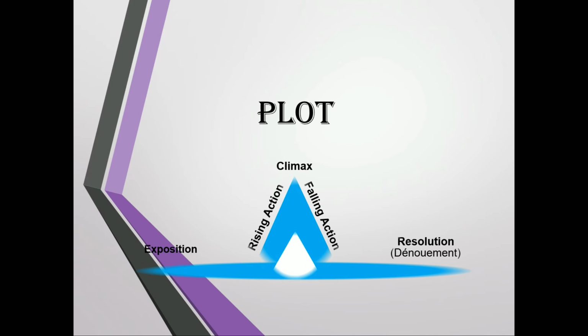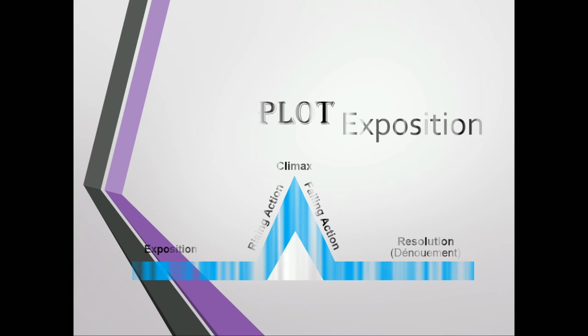So we'll see how the plot is divided into sections. The plot is divided into the exposition, rising action, climax, falling action, and either a resolution or a denouement. So it can end in either a resolution or a denouement. The exposition, rising action, climax, falling action, resolution or denouement: these are the important parts of the plot. By this the plot is carried. It is the procedure of the plot.